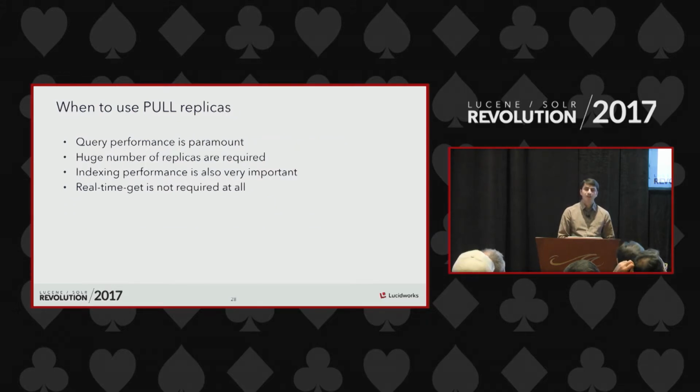You have to use pull replicas where query performance is paramount. That's the most important thing that you care about. You don't want indexing happening at all. Your indexing throughput also is very important. You don't want to have like 50 replicas slowing down the indexing process. So you still want to index fast and you want to query fast. But real-time GET is not required at all because it cannot be supported.